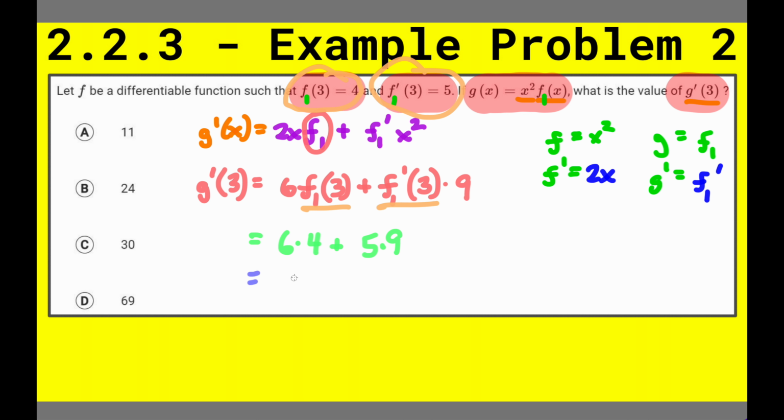24 plus 45 is going to be 69. Everyone's going to get a good chuckle about this, but that is the answer for that one.